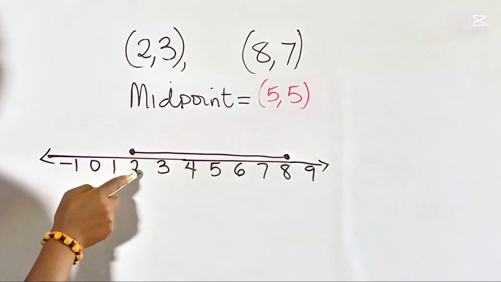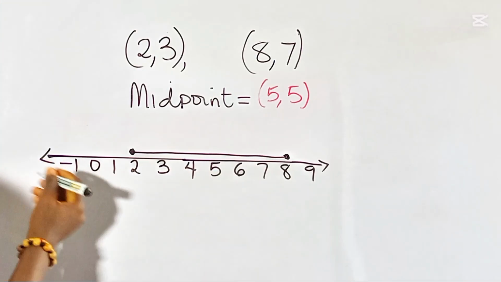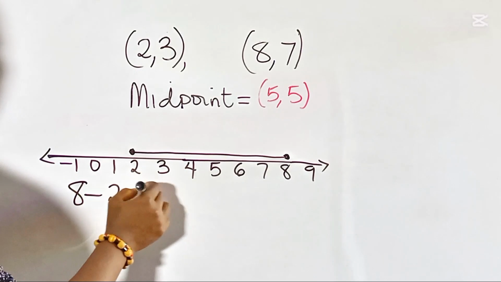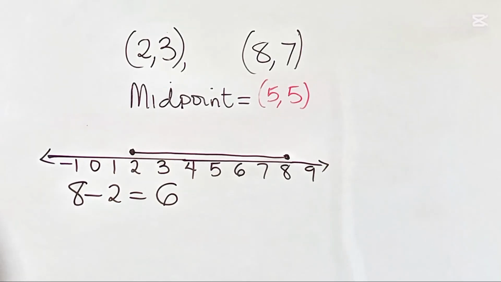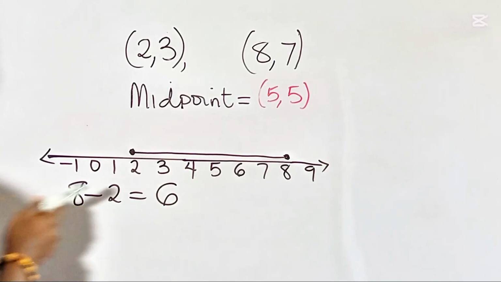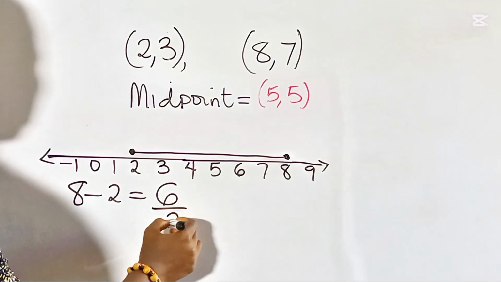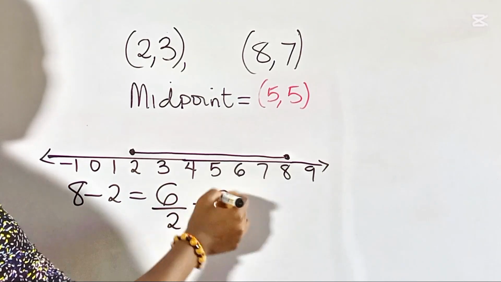To find the total distance from 2 to 8, we are going to find the difference. So we have 8 minus 2, which equals 6. Then to find the middle, we split this difference in half. So we divide it by 2, and this gives us 3.